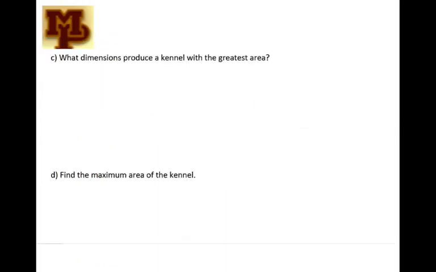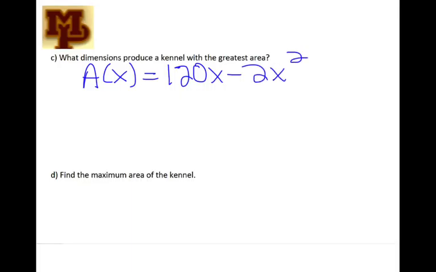Okay, it says, what dimensions produce a kennel with the greatest area? So now we go back to our function, so it's A of x equals 120x minus 2x squared. And it's easier if you just put it in the order that we're used to. So we have minus 2x squared plus 120x, so that's easier to tell what the a, b, and the c are. So now we just need to find the vertex.